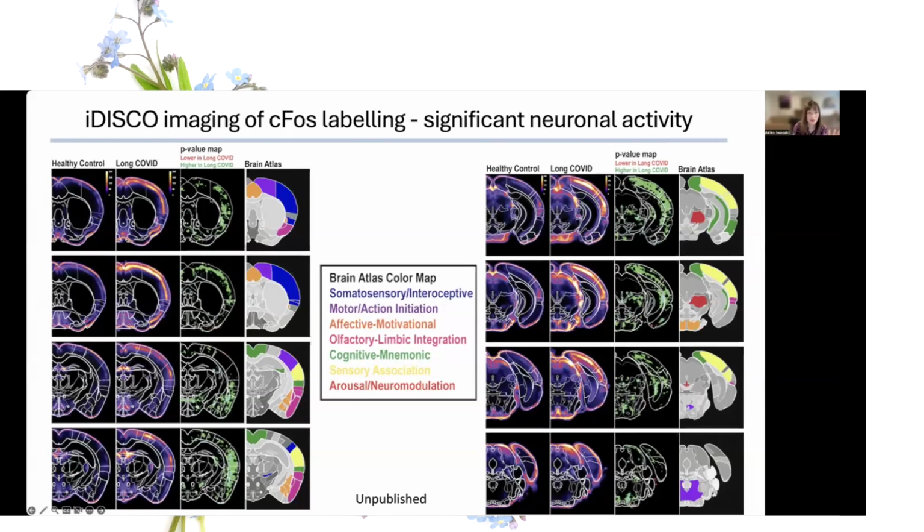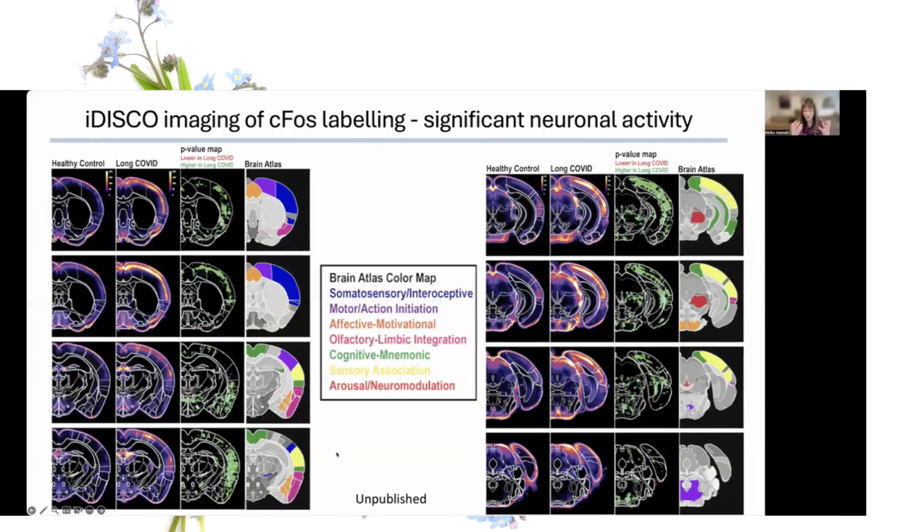And the p-value map is very informative. This is really comparing the amount of neuronal activity in different brain areas that are elevated in those animals that received IgG from long COVID patients.